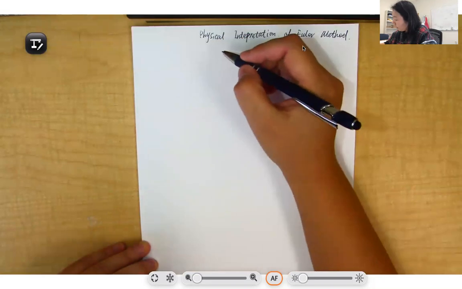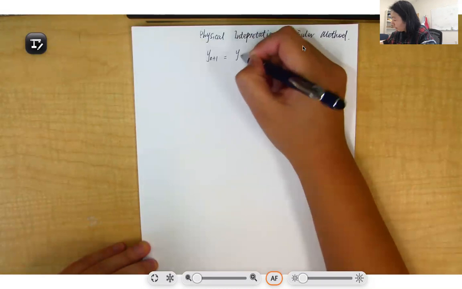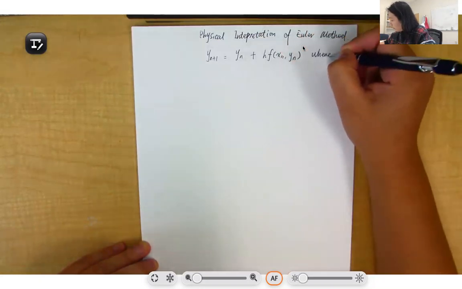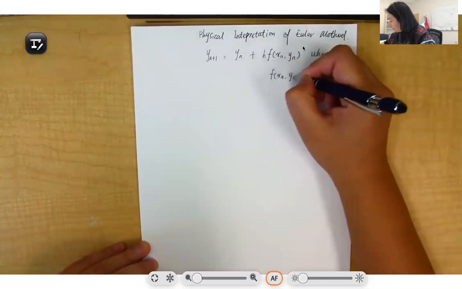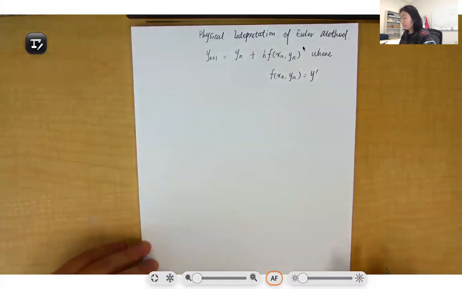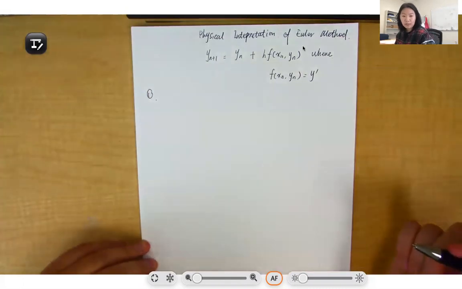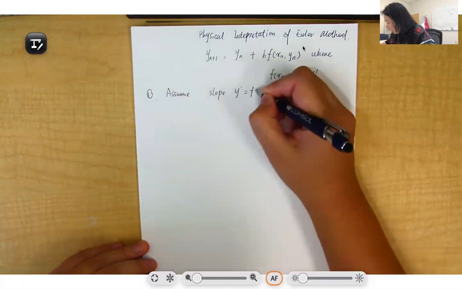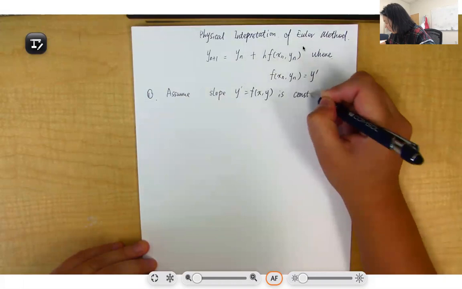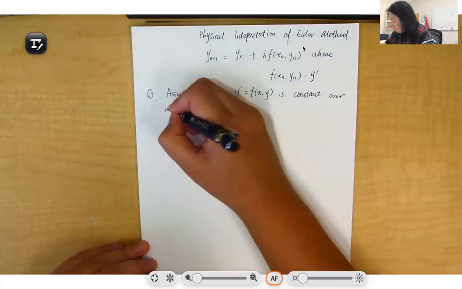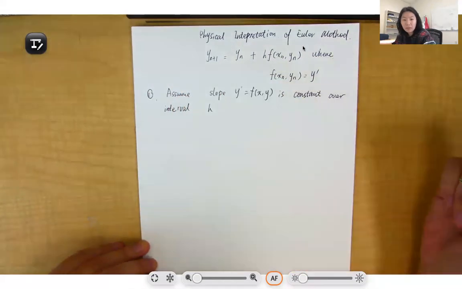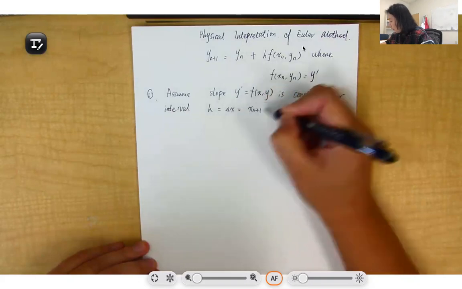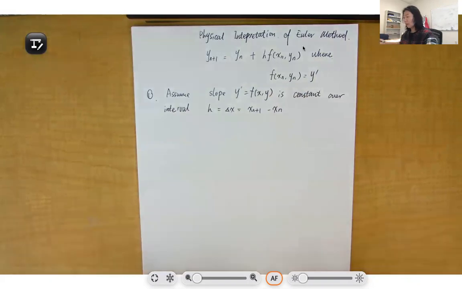For Euler's method, what we have here is y_{n+1} equals y_n plus h f(x_n, y_n), where f(x_n, y_n) is y prime. So that is Euler's method. The physical interpretation is that we assume the slope y prime equals f(x, y) is constant over the interval h. That is the step size, which also equals Δx, which is x_{n+1} minus x_n. So the next step minus the current step is the step size.